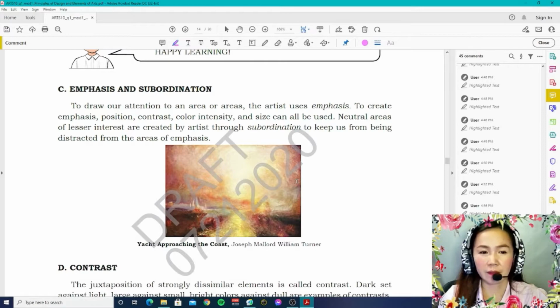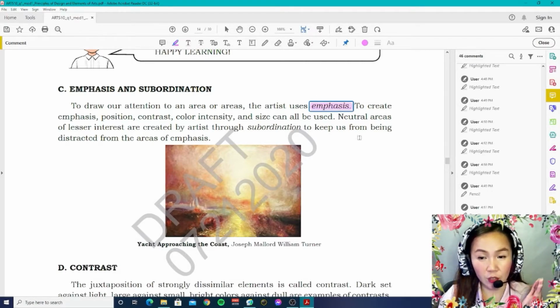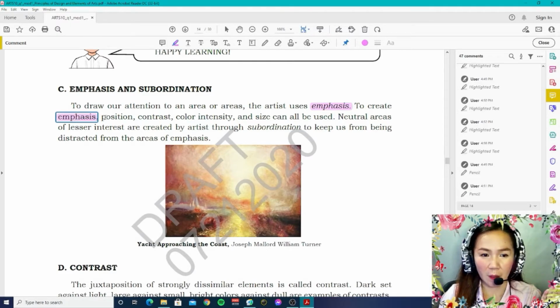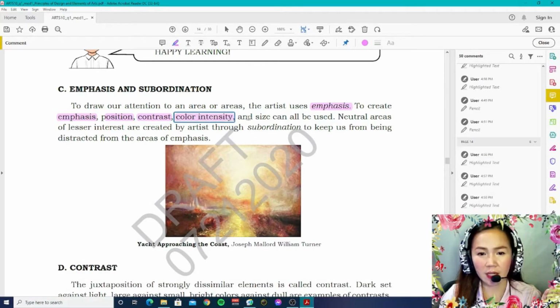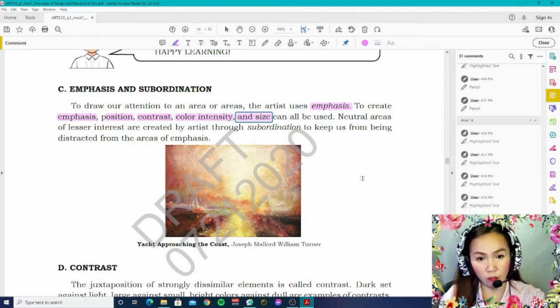Emphasis and subordination. To draw our attention to an area or areas, the artist uses emphasis. To create emphasis, position, contrast, color intensity, and size can all be used. Okay, ulit ko. To create emphasis, position, contrast, color intensity, and size can all be used. Tandaan nyo yan. Position, contrast, color intensity, and size.